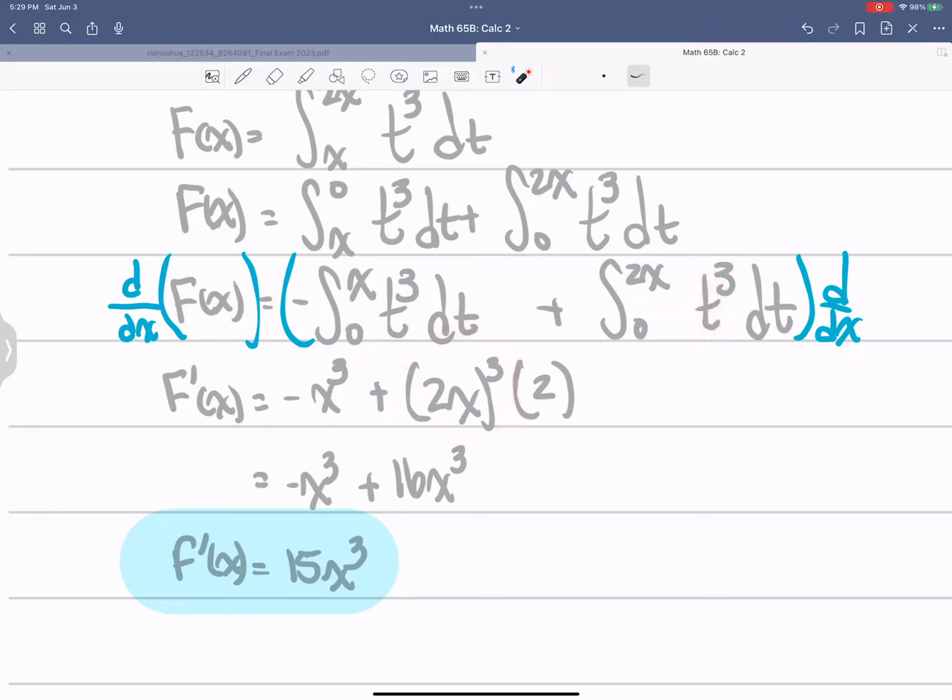Just like we did in the previous problem, we're looking at the derivative of 2x, which is just 2, and we're multiplying that in over here. So we have 2 cubed, which gives us 8. So we have 8 times 2 gives us that 16. And then just simplifying it one more time right there, we end up with 15.